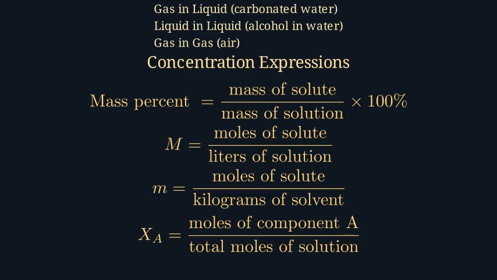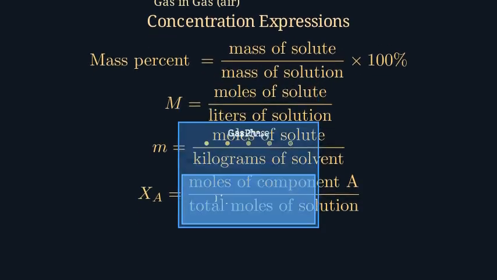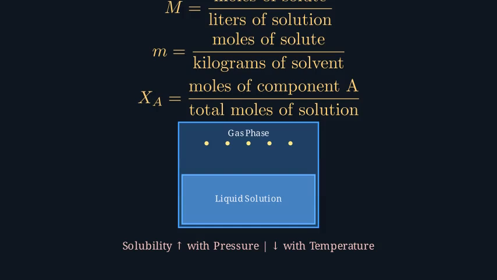Now consider gases dissolving in liquids. Gas solubility decreases with temperature and increases with pressure, which is why carbon dioxide fizzles out faster in warm soda. We can picture the gas molecules above the liquid and how they scatter less when pressure increases.